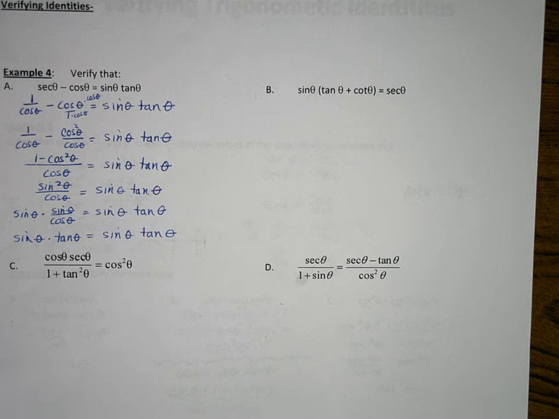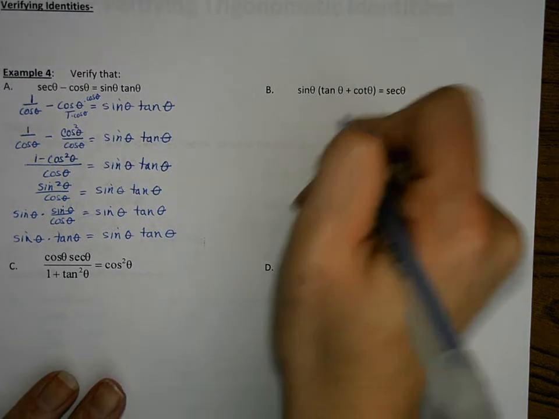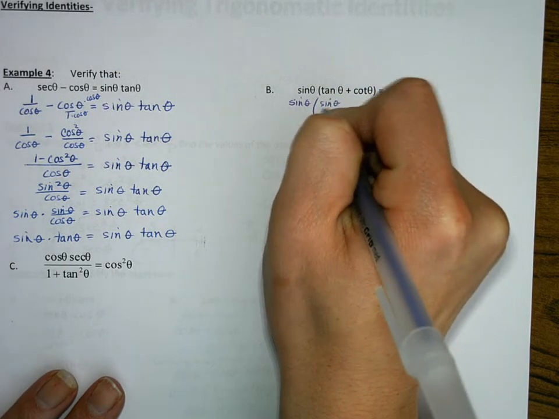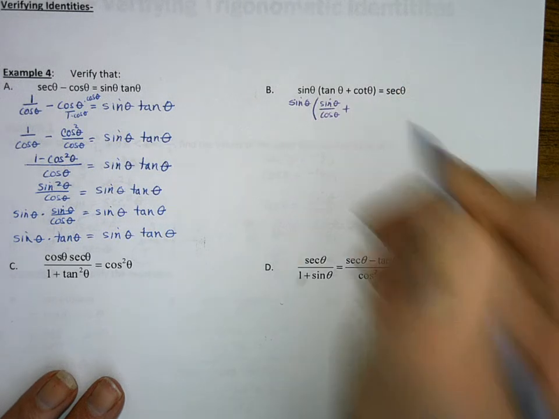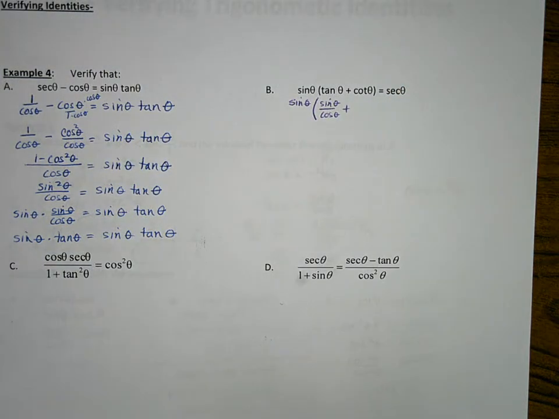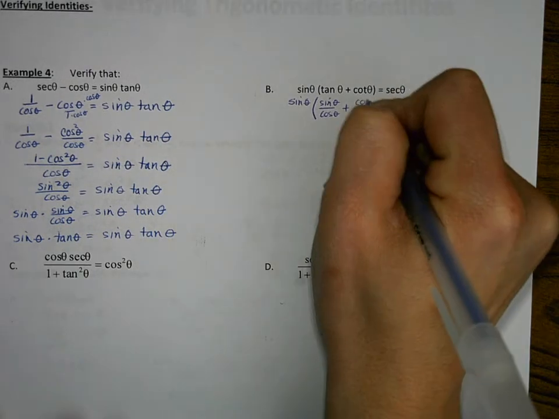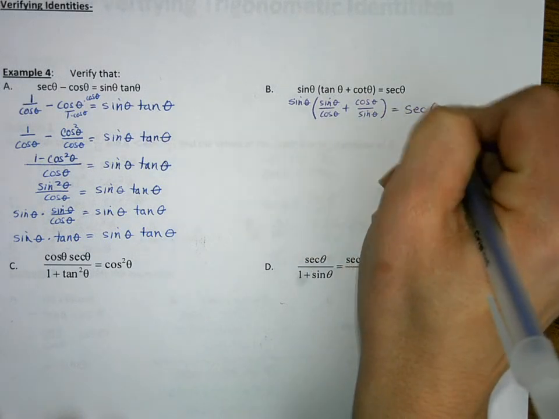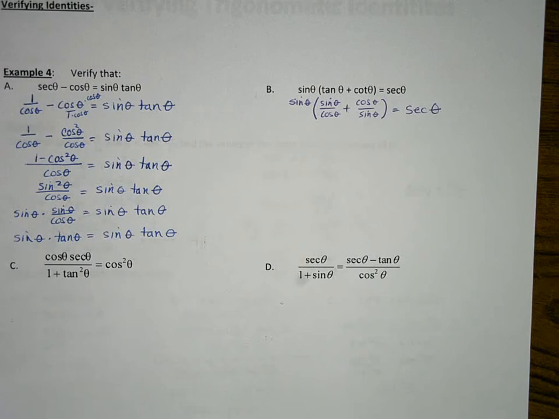All right. Does anybody have a thought on what we want to do? All right. What's tangent of theta? Sine over cosine. Okay, so I got sine times the quantity of sine over cosine plus, what about cotangent? He seems kind of ugly too. Cosine over sine. Equal to, don't forget to bring it down, secant of theta. All right, looking good. Any thoughts now?